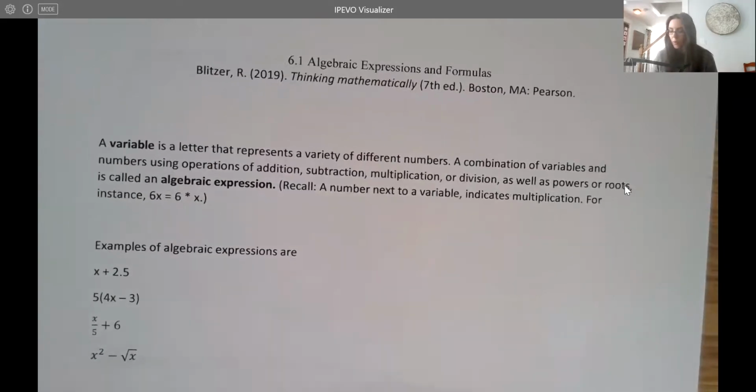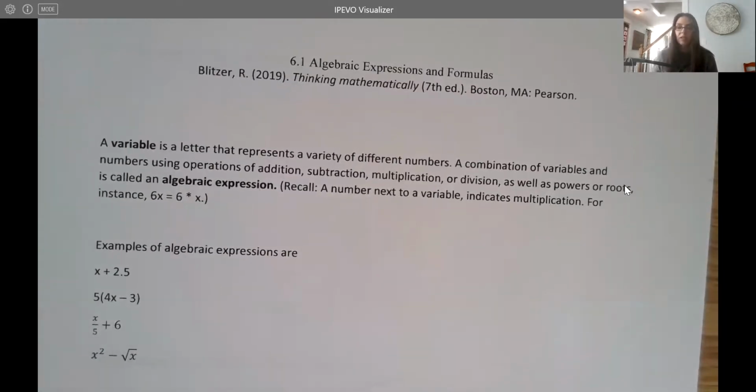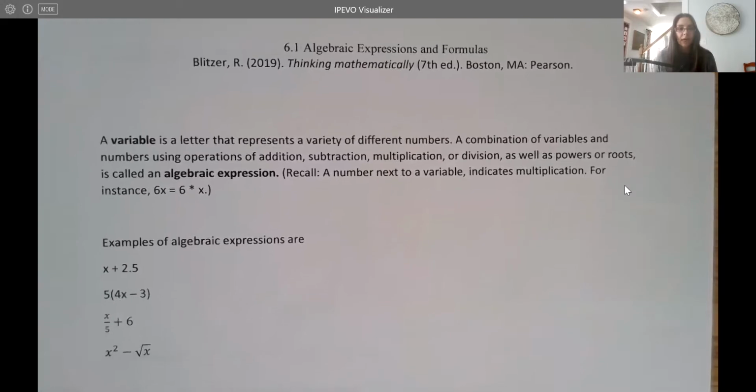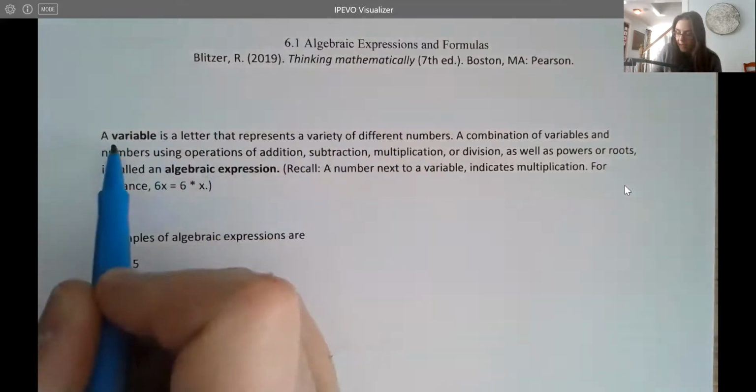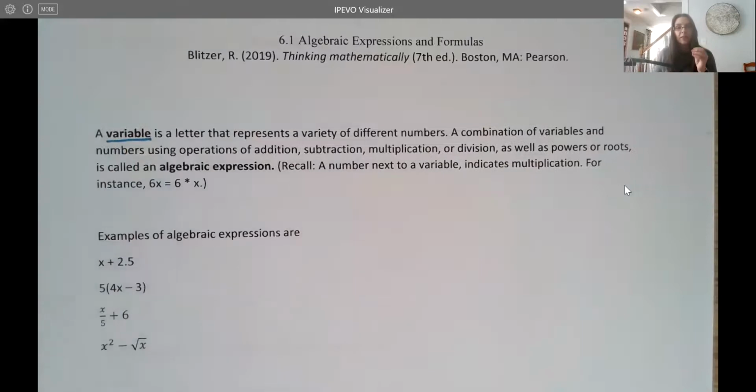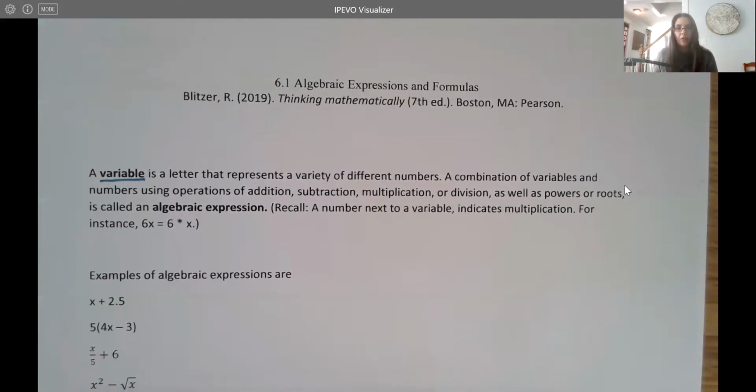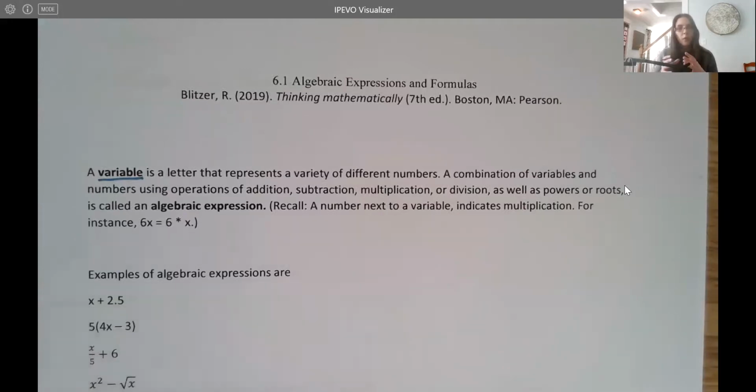So in chapter 6.1, we're focusing on algebraic expressions and formulas. And we're going to use variables, of course, in our expressions and in our formulas. So a variable is just a letter that can represent a variety of numbers. So it's just that placeholder for a number in a formula or in an expression. So it just holds that place for a number that we would plug in there.